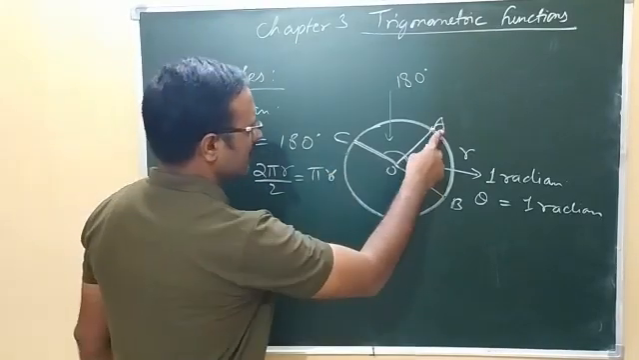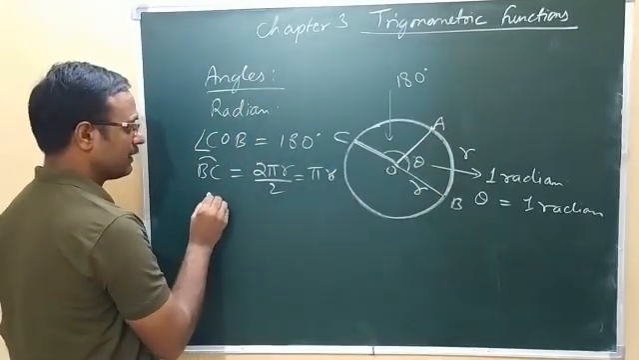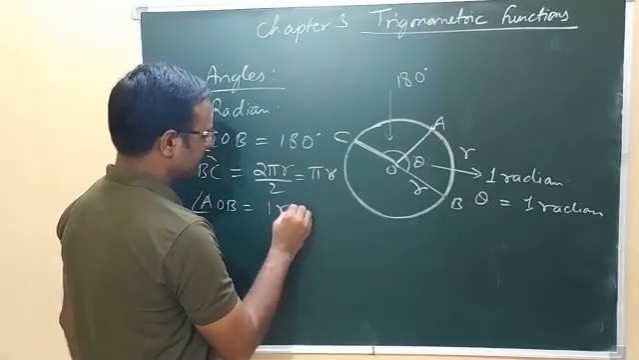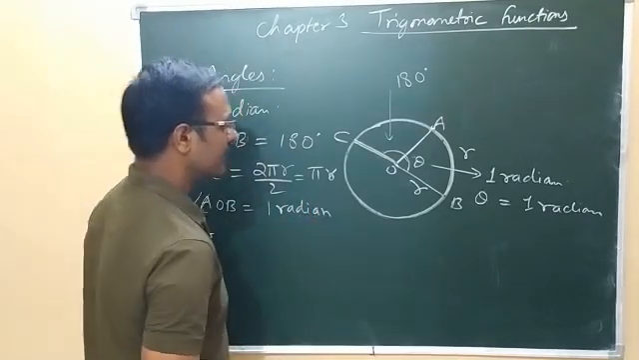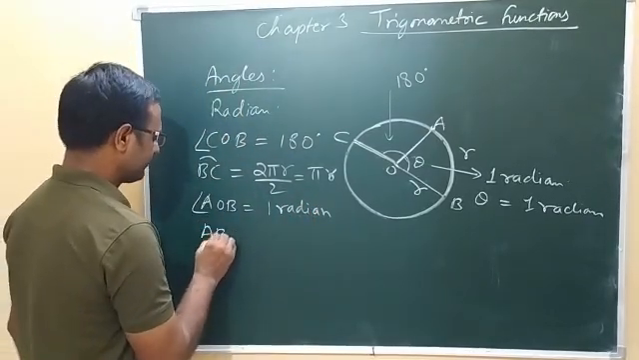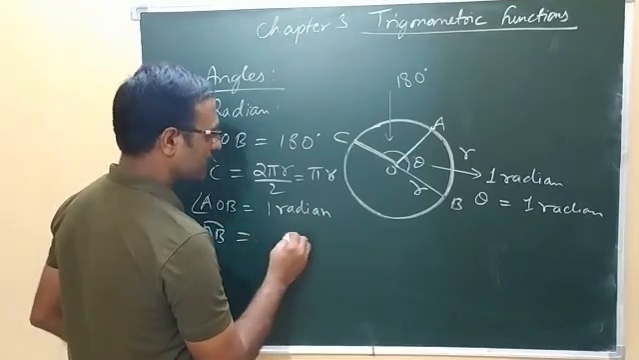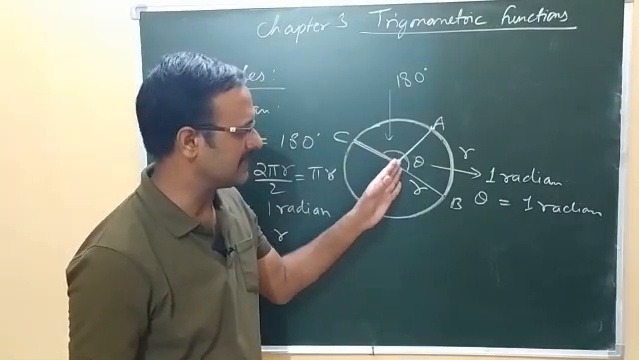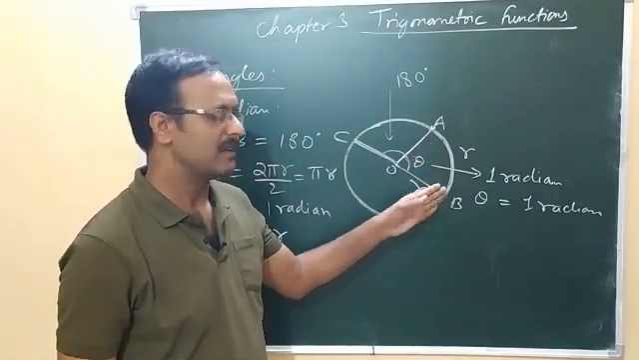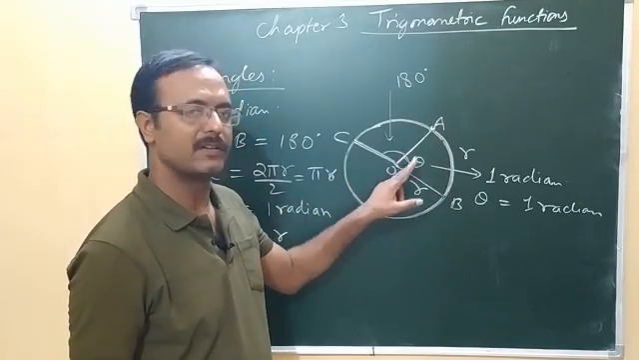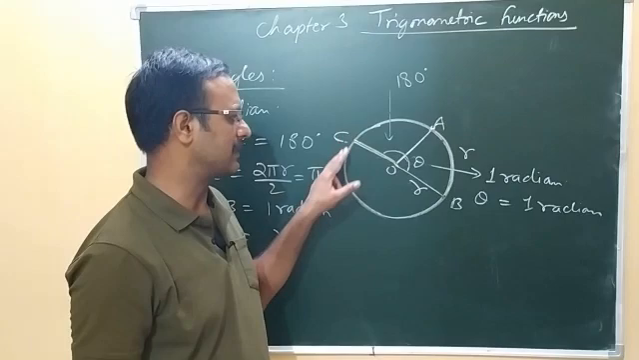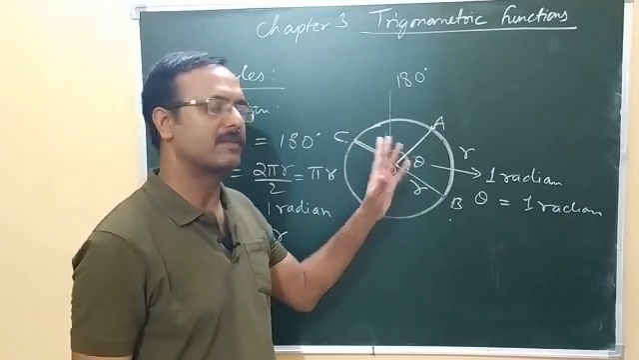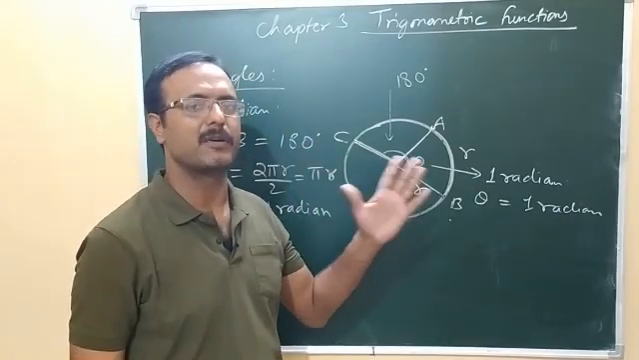Now you already know this angle theta, that is angle AOB, is equal to 1 radian, and length AB is equal to r. Now you know the angle theta is directly proportional to the length of the arc. As the arc length increases, the angle theta will also increase. So if the arc length is 2 pi r, then the angle theta will become equal to 360 degrees.